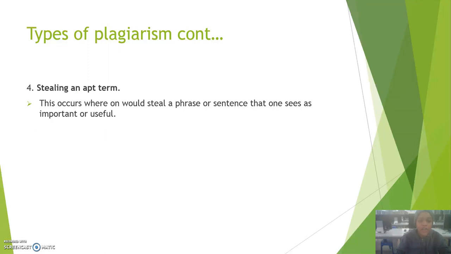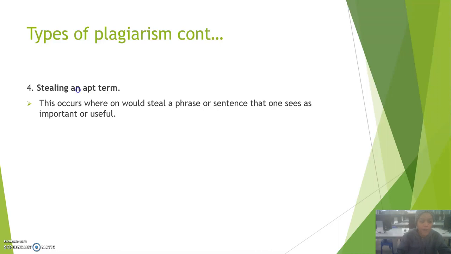And then stealing an apt term. This occurs when one steals a phrase or sentence that one sees as important or useful. So here you would take that one very important sentence that you can quote, and then you take it as it is, and pretend that you have written it in your own notes. So these are the different types of plagiarism.